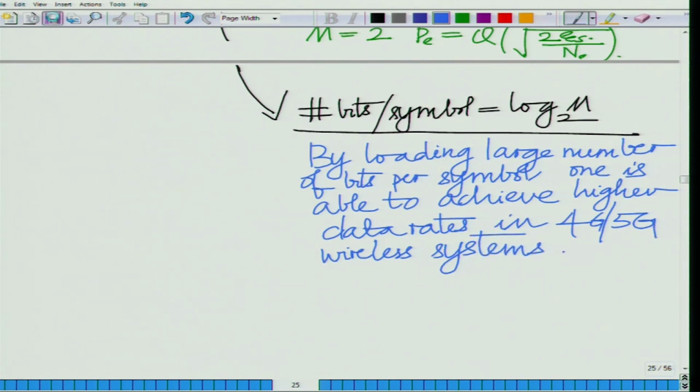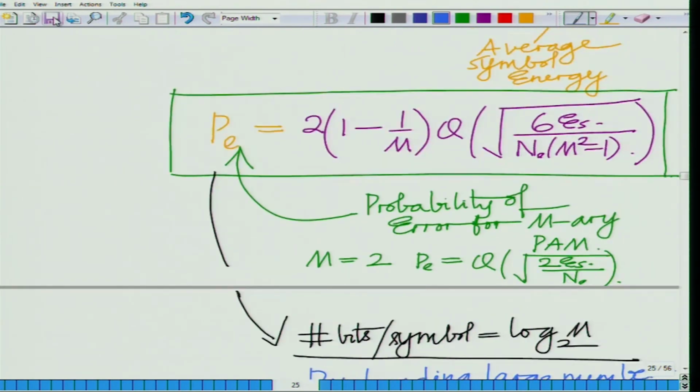Okay, so this basically summarizes the probability of error for M-ary PAM. Let me just write it over here so that it is clear. Probability of error for M-ary PAM.